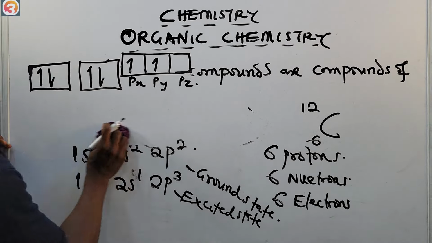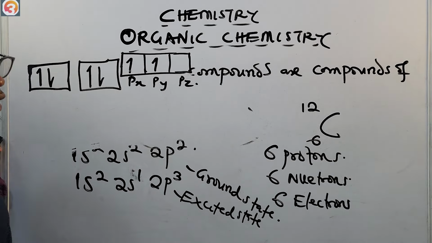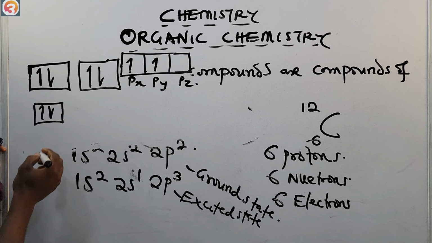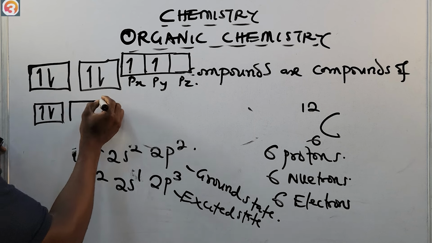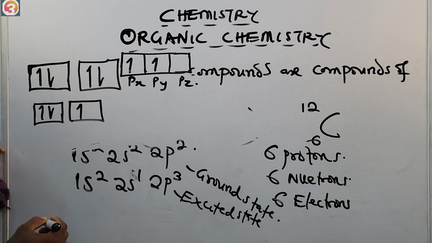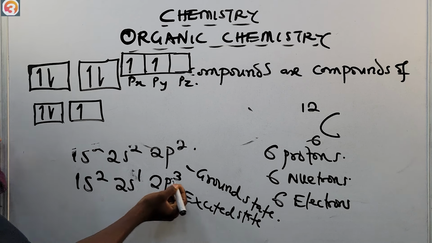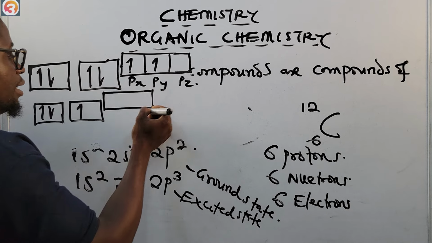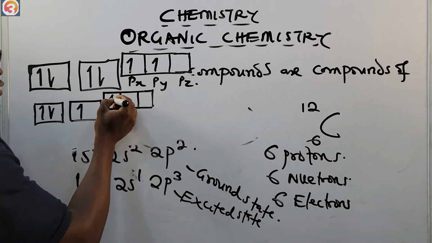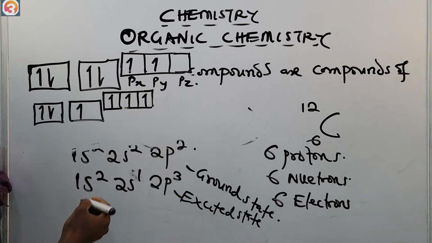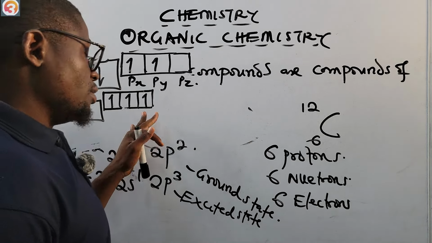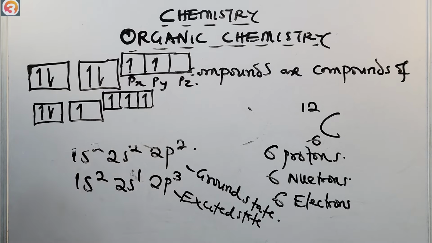If you want to use the electron box diagram to represent this, you have your 1s here, then your 2s. Here we are going to have one electron in this box because one has been promoted to the p orbital. Then you now have your p orbital, then I'm going to have this. So this is the excited state electronic configuration of carbon.